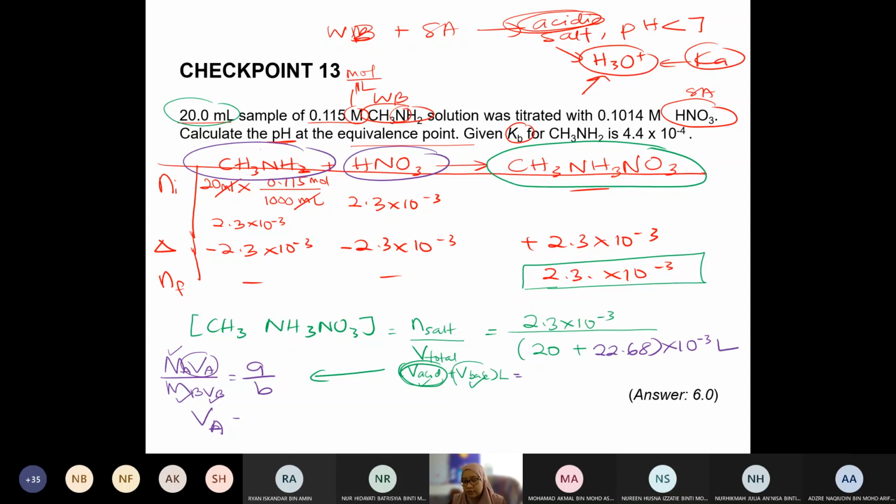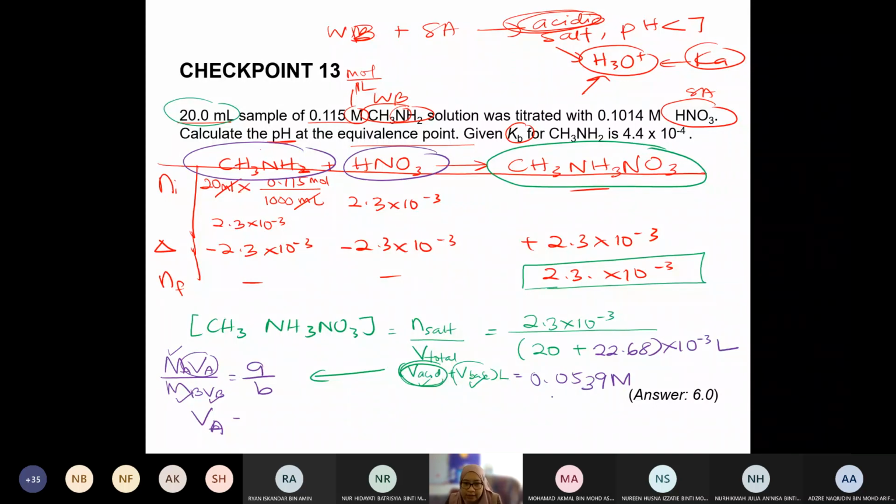Okay, alright, so dapatlah the value 20 plus 22.68 divided by 1000 and 2.3 exponent -3 divided by answer is equal to 0.0539. This is in concentration already, molarity.